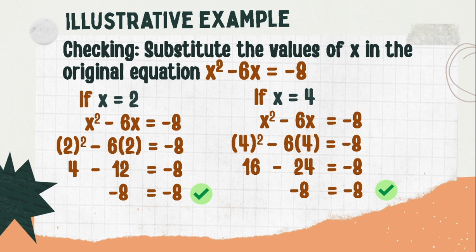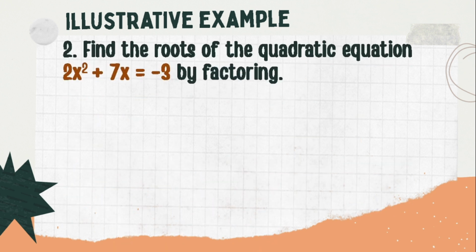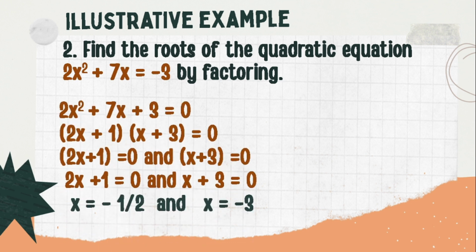Example number 2. Find the roots of the quadratic equation 2x squared plus 7x is equal to negative 3 by factoring. To do this, write the equation in standard form by moving all the terms to one side of the equation and set it equal to 0. We have 2x squared plus 7x plus 3 is equal to 0.